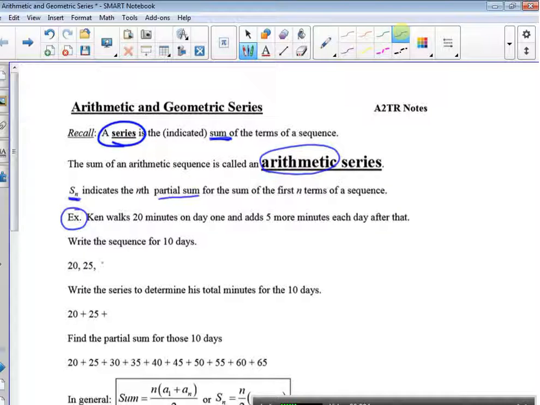So 25, 30, 35, 40, 45, 50, 55, 60, 65. Write the series to determine his total minutes for the 10 days. So now we would just add them. So the first one was a sequence. This is the series.